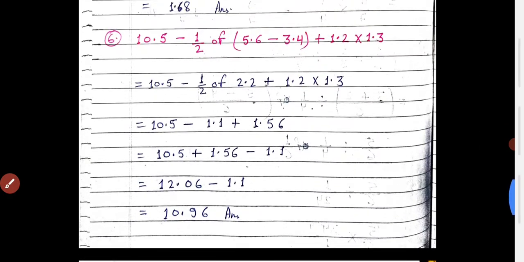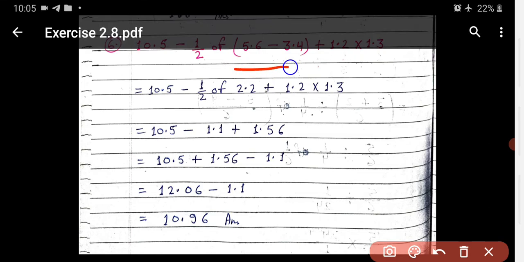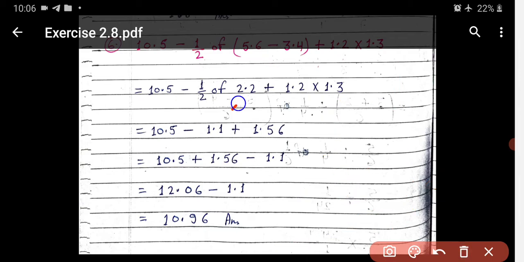Okay, now come on question number 6. 10.5 minus 1 upon 2 of 5.6 minus 3 upon 4 plus 1.2 multiply 1 by 3. So first you have to solve the bracket. 5.6 minus 3.4, just subtract 6 minus 4 is 2, 5 minus 3 is 2, so you will get 2.2. What you get here, 2.2. So first you have to solve the bracket. After bracket you have to solve the off, means what you have to do, multiply.